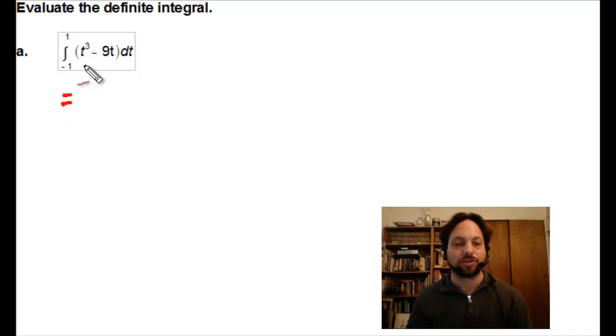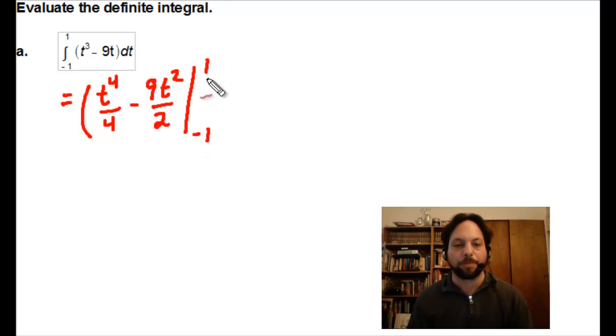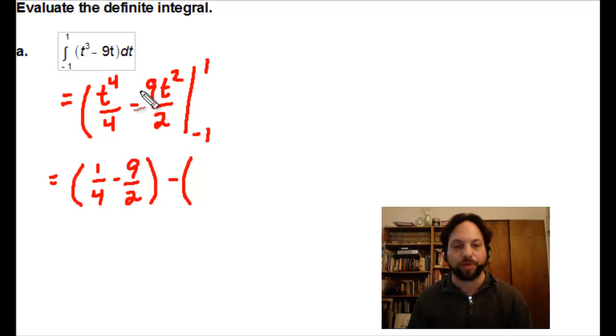What we need to do is integrate this internal function. And if we do that, what we'll get is simply t to the 4th over 4 minus 9t squared over 2. And when I want to evaluate, what I do is I draw this vertical pipe, as it's called, and I put my lower and upper bounds here and here. Now I can go through and actually work this out. If I plug 1 into this, I'll get 1/4 minus 9/2. So I'll work that out in just a moment. And then I'll subtract whatever I get when I run the -1 through that. If I run -1 through, that will give me 1/4 minus, well, 9/2 again.